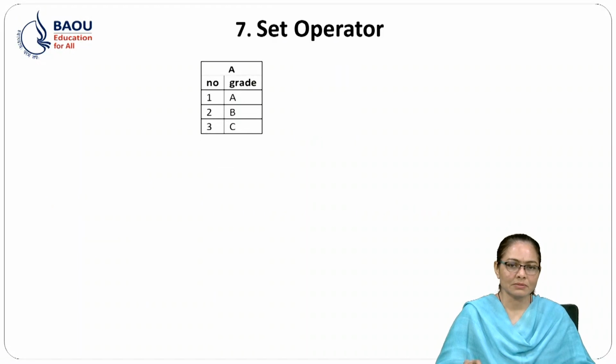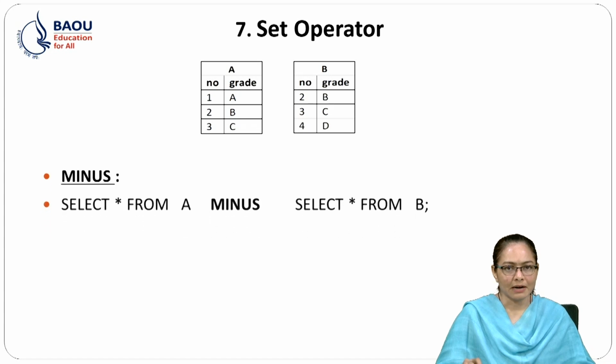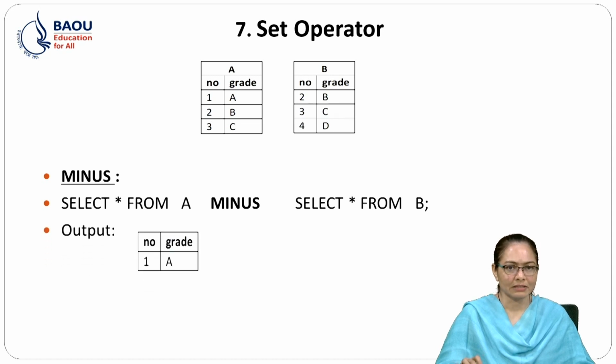Now the last one is minus. Select * from A minus select * from B. The output will display the first table's records which are not included in the second table's records. So it is called the minus. A minus B table.